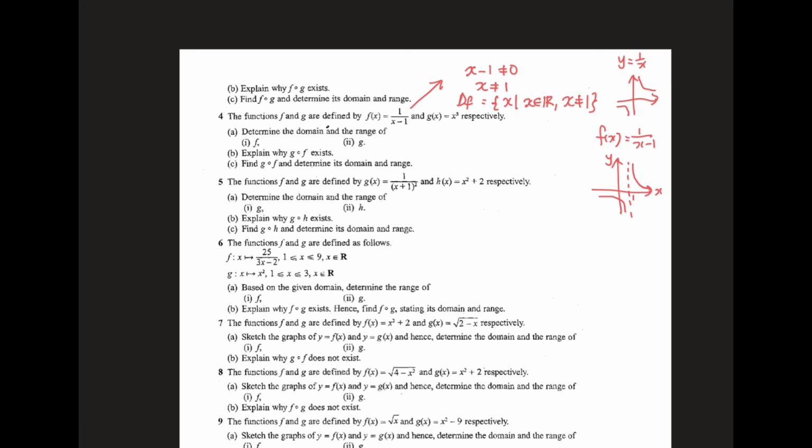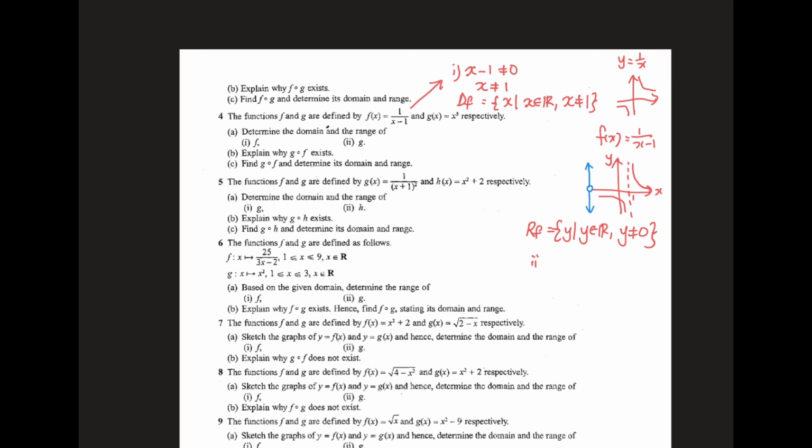And from here we get to know that the range is all the values except 0, because the graph keeps going up and keeps going down, but it never touches 0. So when you write the range, we can just write like this: range of f is y such that y is a real number but y cannot equal 0. Okay, now we look at part 2.